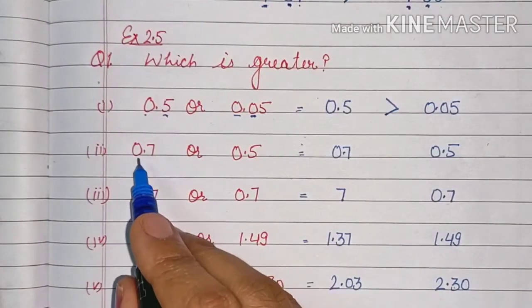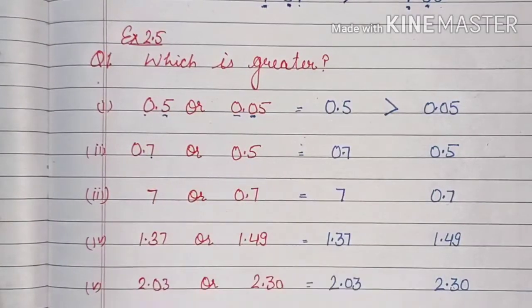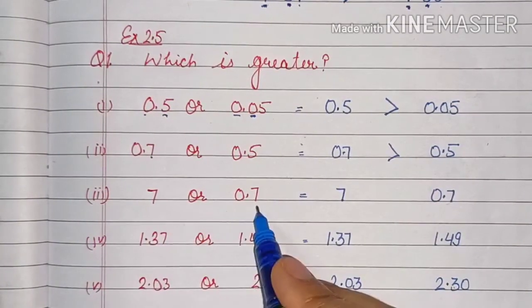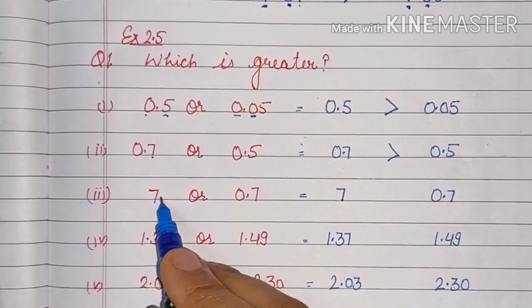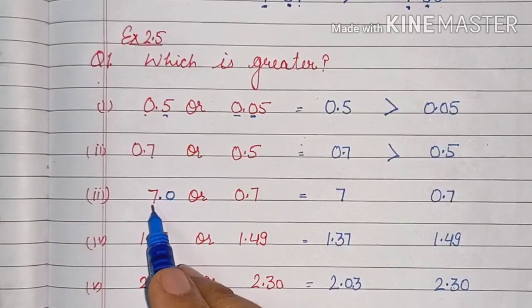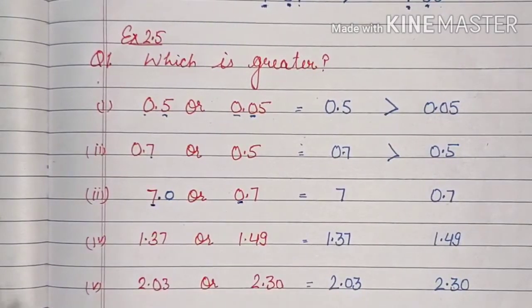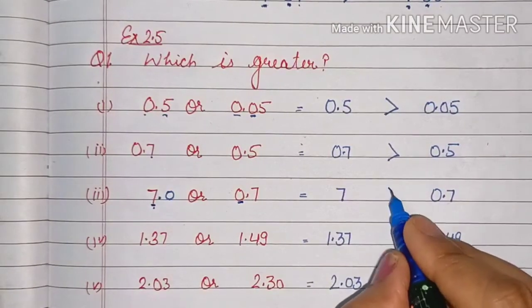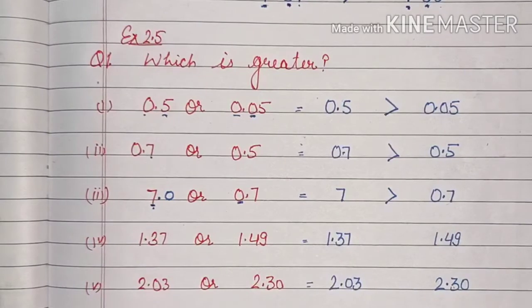Same as in the second part, 0 is same. Then we will check the digit at the tenth place. It is 7 and it is 5. So obviously 0.7 is greater. Now let's see the third part, 7 or 0.7. Here this 7 is given as a whole number. To write in decimal we can put a decimal point and 0. Now if we compare the digit before the decimal, it is 7 and this side is 0. So 7 is greater, so it means 7 is greater than 0.7.